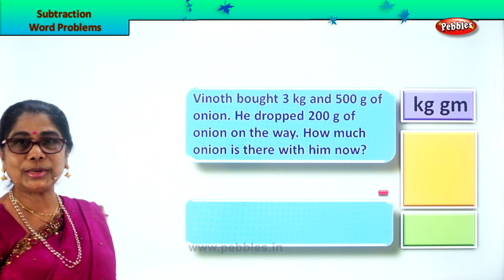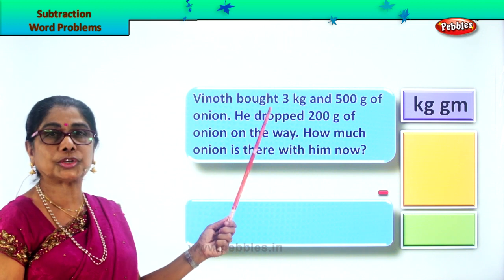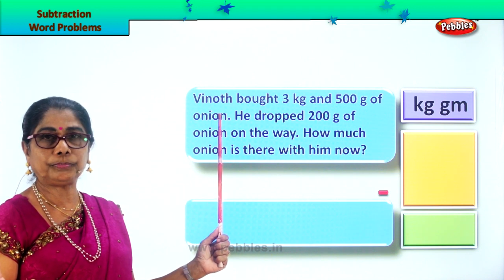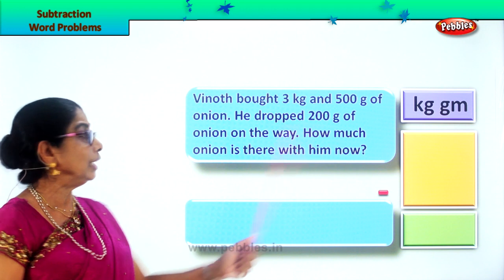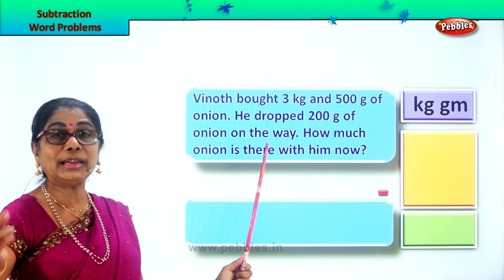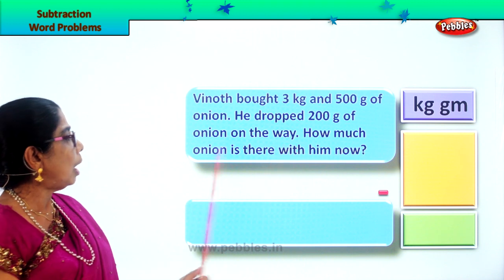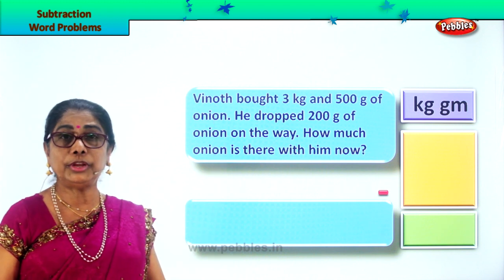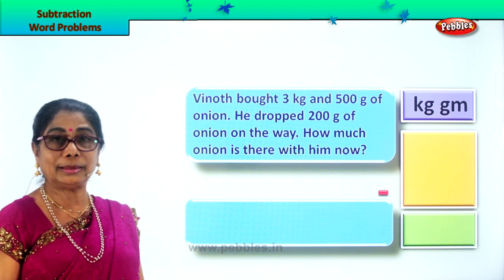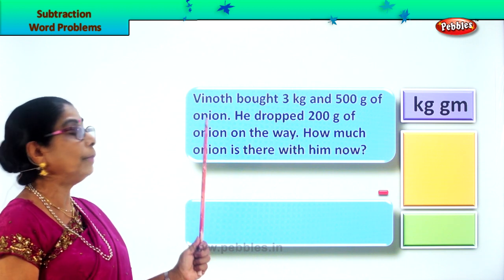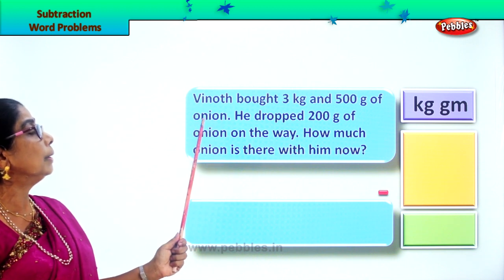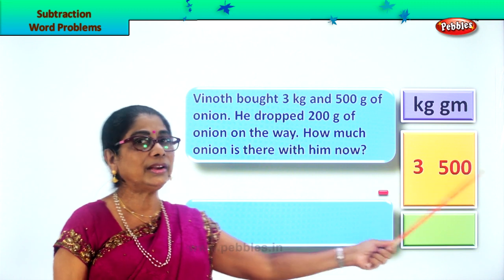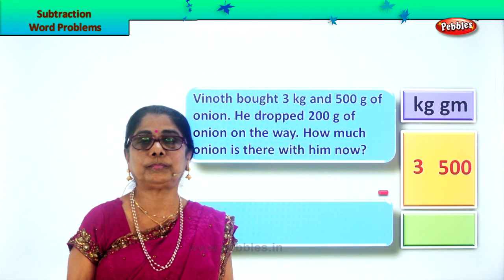Let's work together. Read. Vinod bought 3 kg and 500 grams of onion. He dropped 200 grams of onion on the way. Might have had a hole in the bag. How much onion is there with him now? Poor Vinod. Vinod did not know there was a hole in the bag. What is the total weight of onion he bought? Vinod bought 3 kg, 500 grams. So we write down here, 3 kg, 500 grams of onion he bought.